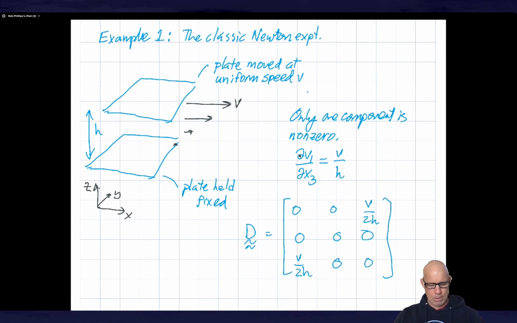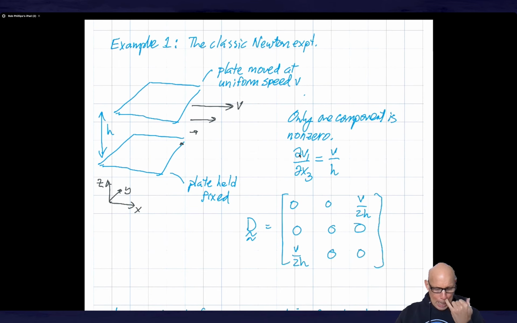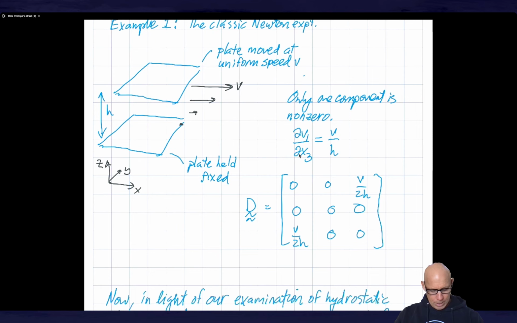So here's the example from the classic Newtonian experiment, and what I'm saying is that this separation between the two planes is h, as you see over here on the left. The bottom plane has motion 0, the top plane has motion v, and that means the gradient is v over h. In other words, if I want to find out how fast the fluid is moving at a given height, I take this slope dv by dx and I multiply by the height. So that'll give me the v at a given height z. Okay, so that's the rate of deformation tensor in that case.